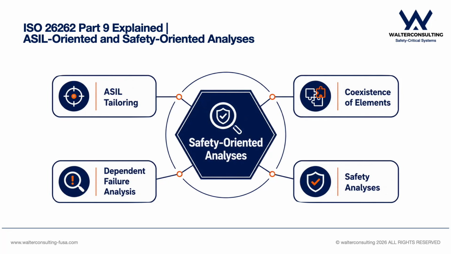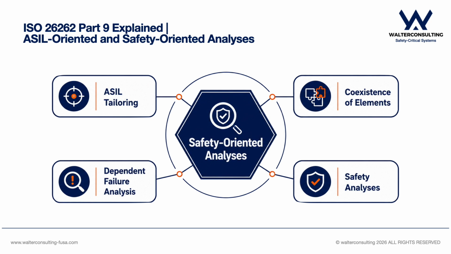Throughout the previous parts of ISO 26262, we've seen how safety requirements are developed and implemented. But engineering does not stop there. Additional analyses are often required to ensure that safety concepts are complete, robust, and free from hidden weaknesses. This is exactly the purpose of ISO 26262, Part 9, ASIL-Oriented and Safety-Oriented Analyses.